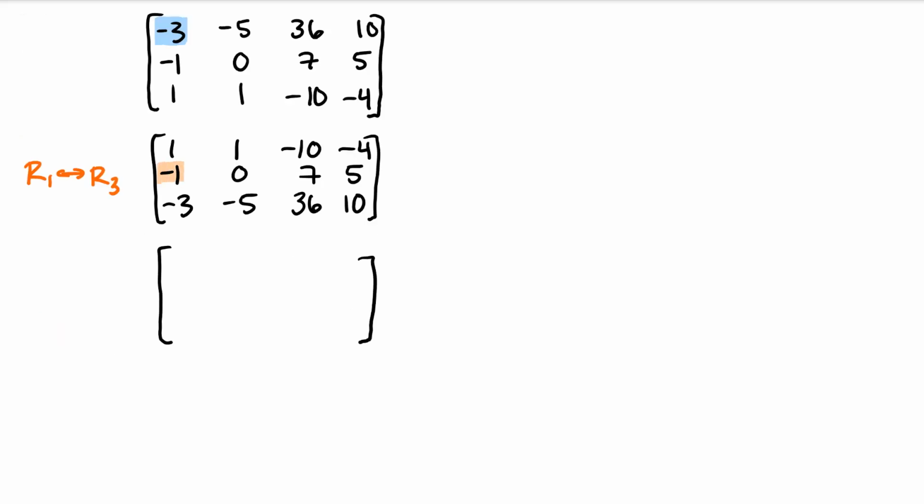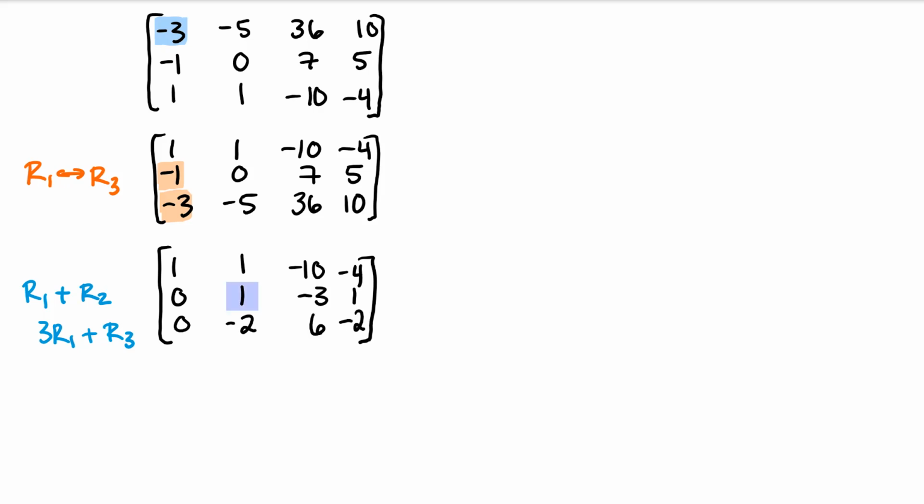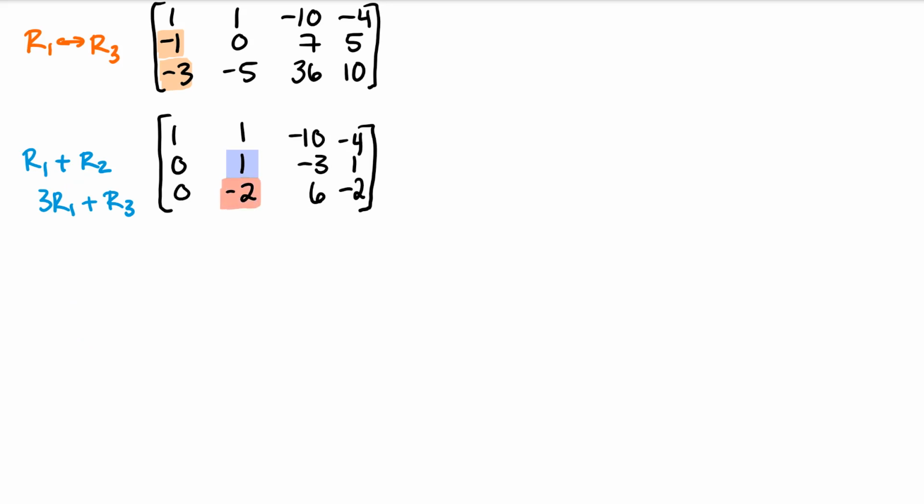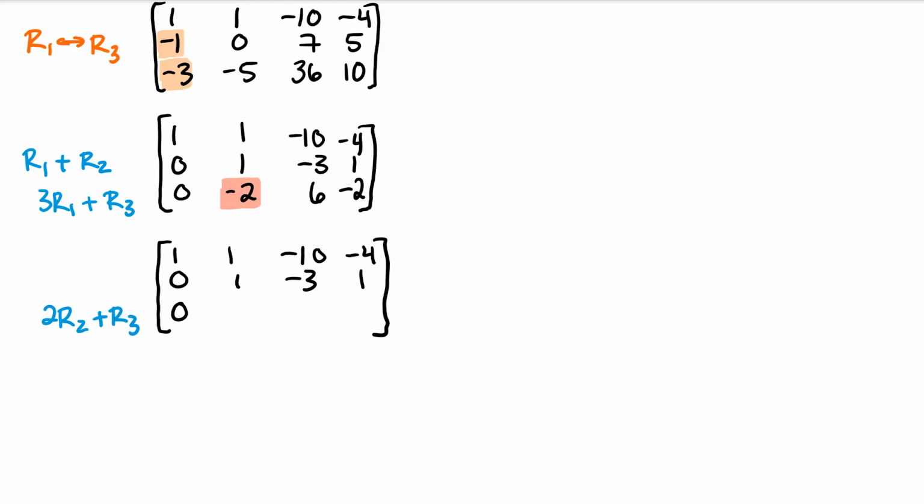Now use the leading 1 in row 1 to eliminate the -1 and -3 below it. Conveniently, row 2 already has a leading 1 now, so we'll use that leading 1 to eliminate the -2 below it. This is giving us 0 equals 0. Rewrite it as a system of equations.